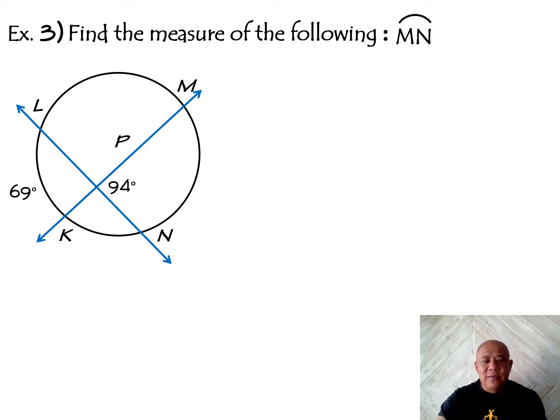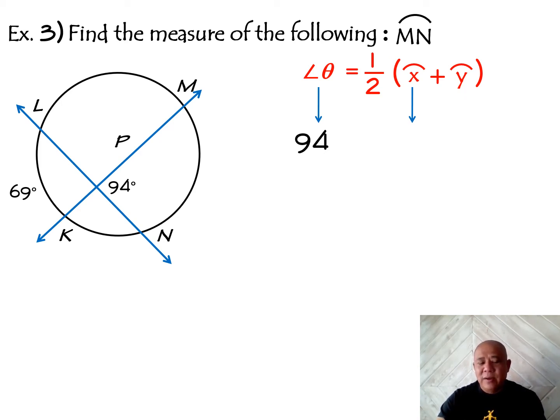So let's use the formula. Angle theta is equal to half of the left arc plus the right arc, right? So in this case, what do we know? We know the angle on the inside, so we can substitute here. And then we can also substitute here because we know the arc on the left. So I'm going to substitute 94 for theta. Do you understand why I substitute 94? Because that's the angle on the inside.